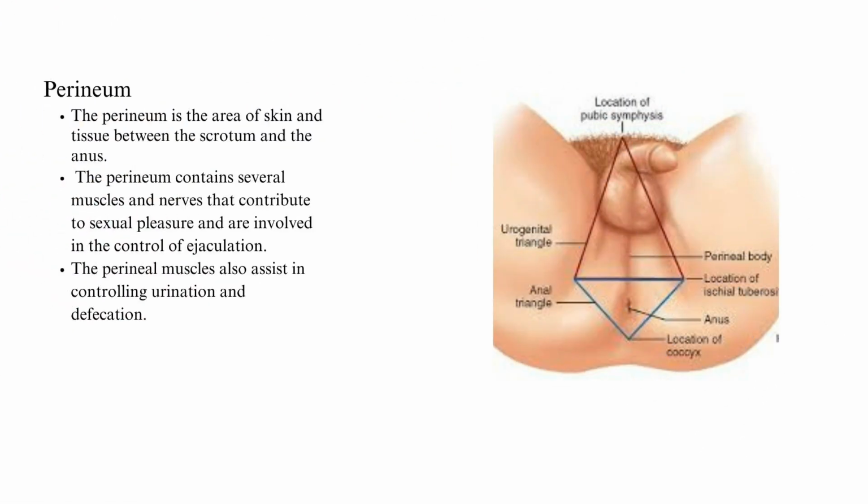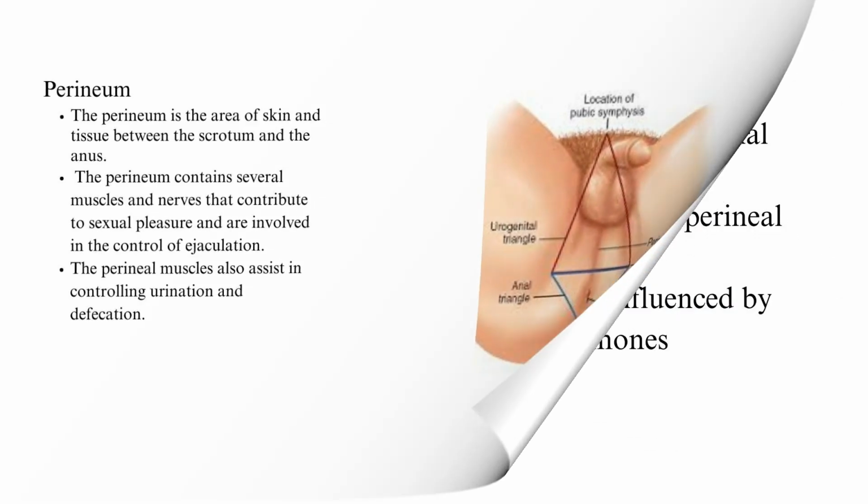Fifth, perineum. The perineum is the area of skin and tissue between the scrotum and the anus. Although not technically part of the external genitalia, it plays an important role in male sexual health. Function. The perineum contains several muscles and nerves that contribute to sexual pleasure and are involved in the control of ejaculation. The perineal muscles also assist in controlling urination and defecation.